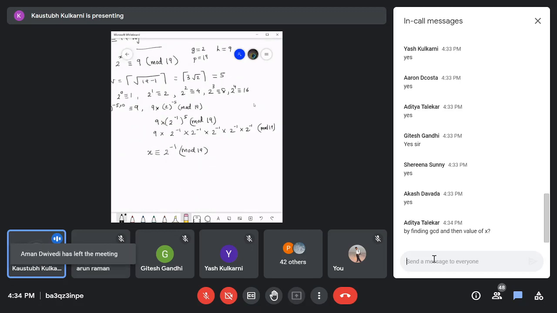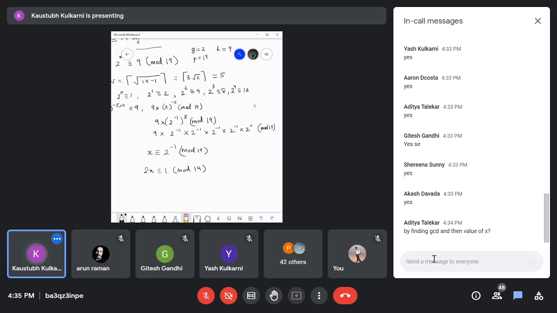By finding GCD and then the value of x, right? You're on the right track. So basically 2x is congruent to 1 modulo 19. And then we use the extended Euclidean algorithm to find the multiplicative inverse. Okay, we are finding the multiplicative inverse of 2 modulo 19.